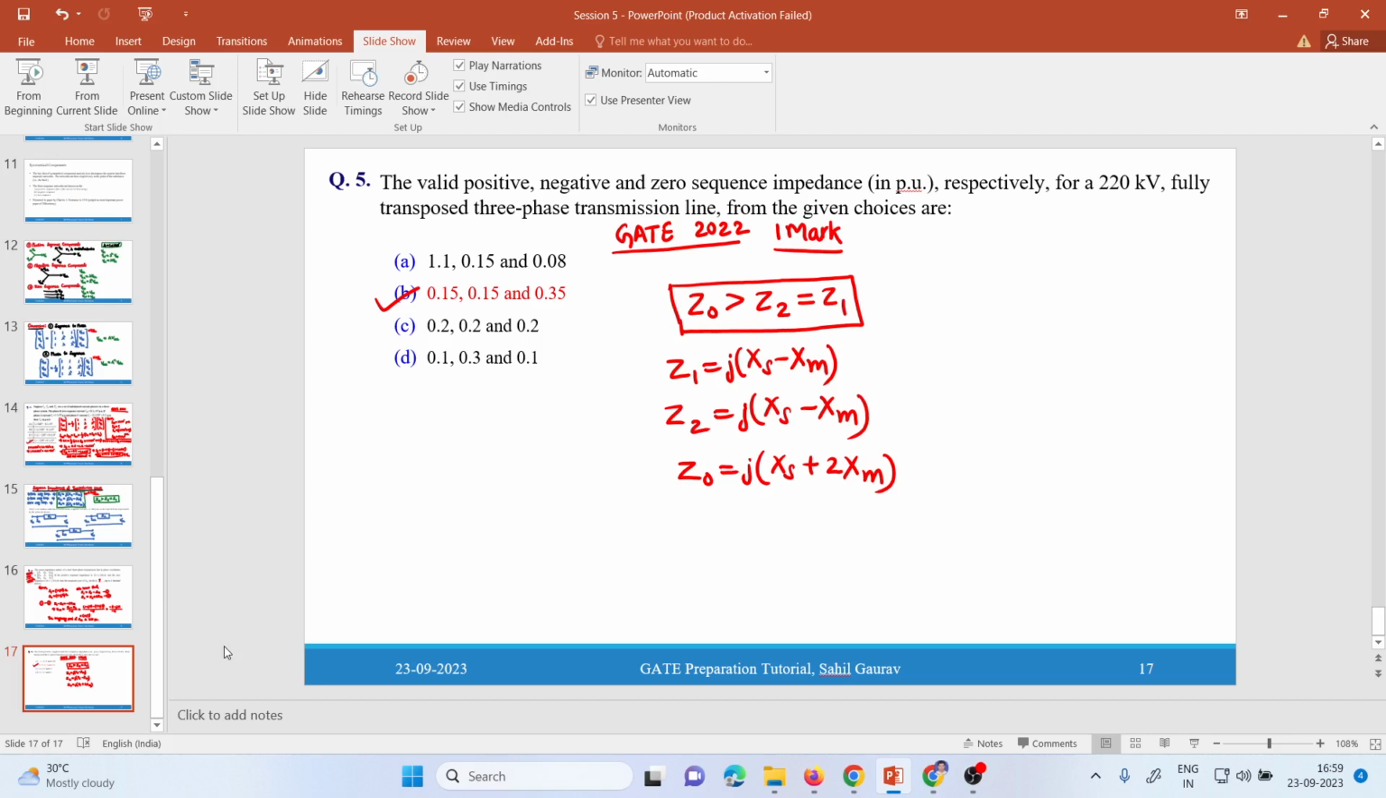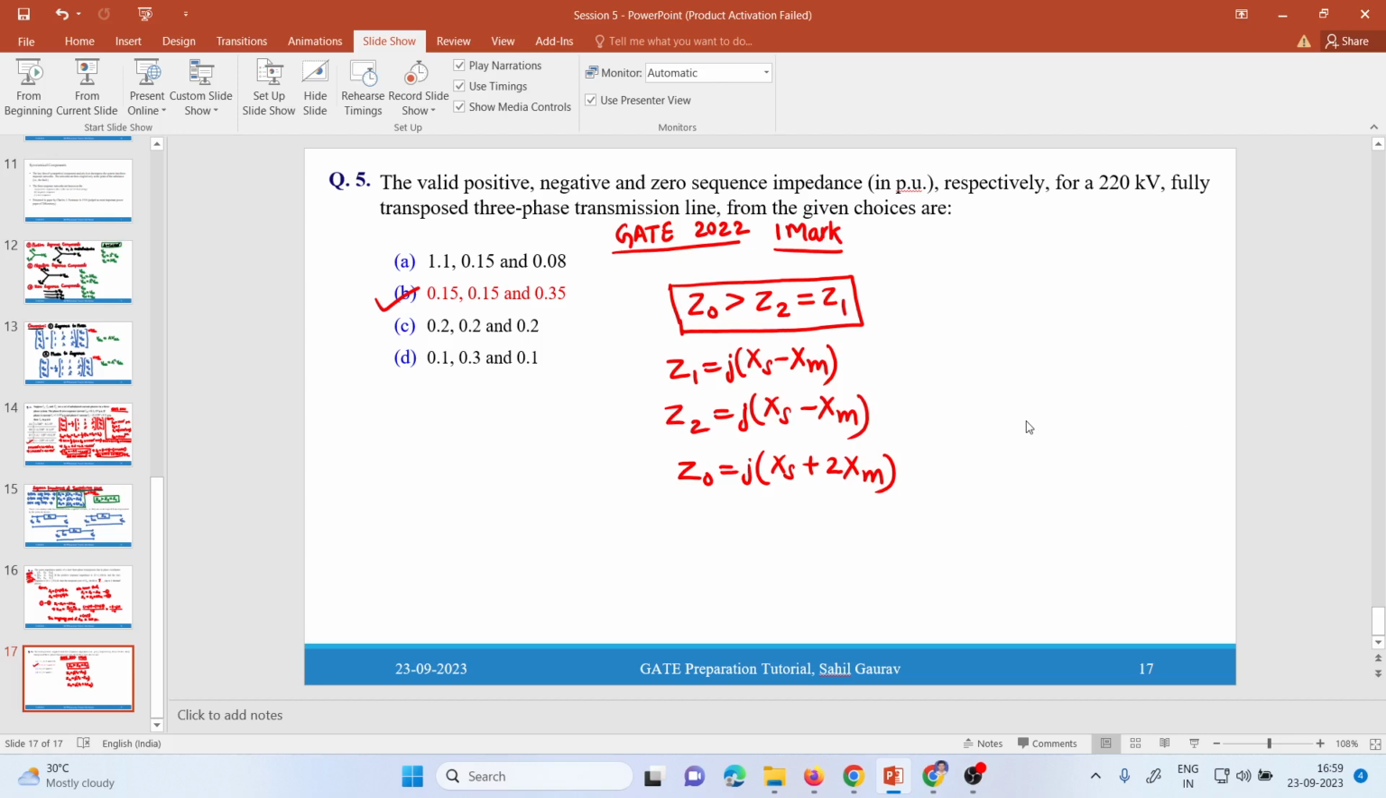Sir, I'm having one doubt. Sir, you wrote here Z0 is greater than Z2 is equal to Z1. Is this only the case for line to line fault, or is it a general case for all faults in sequence impedance? These are impedances, so it is a general case. Okay, sir. Sir, another doubt.